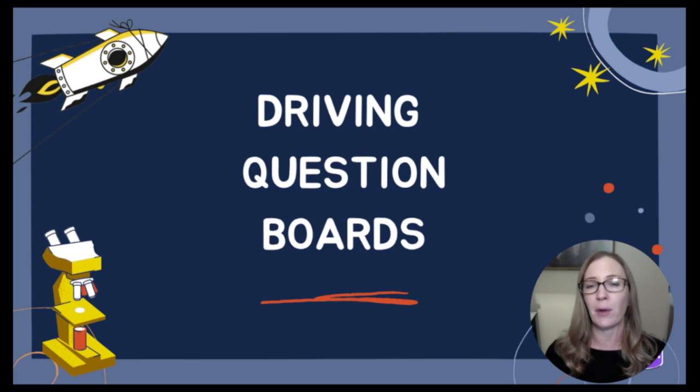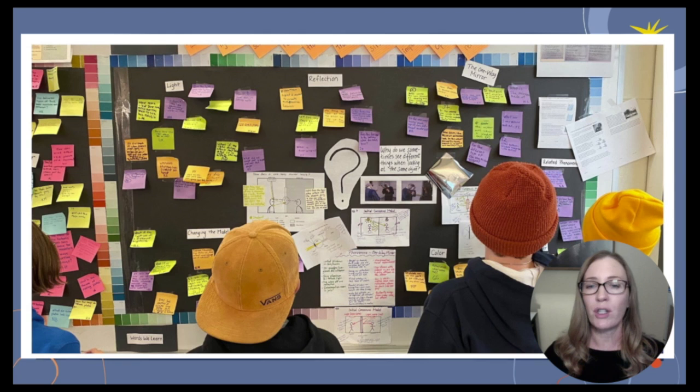And there's going to be a few outliers, and that's okay. We put those in what's called the parking lot, and we can address those later. So first of all, let me show you what a driving question board looks like. A driving question board, this is an example in a classroom, is basically a bulletin board. It can also be done digitally, which I'll talk about in a moment.